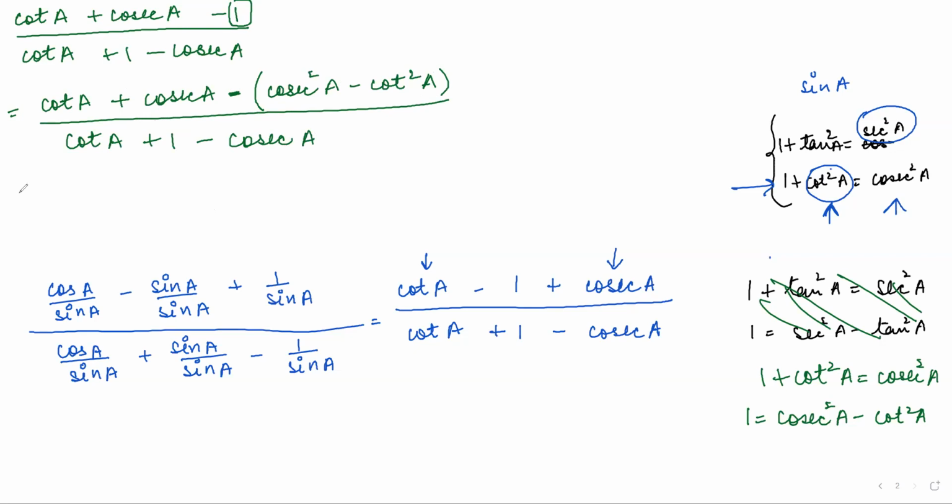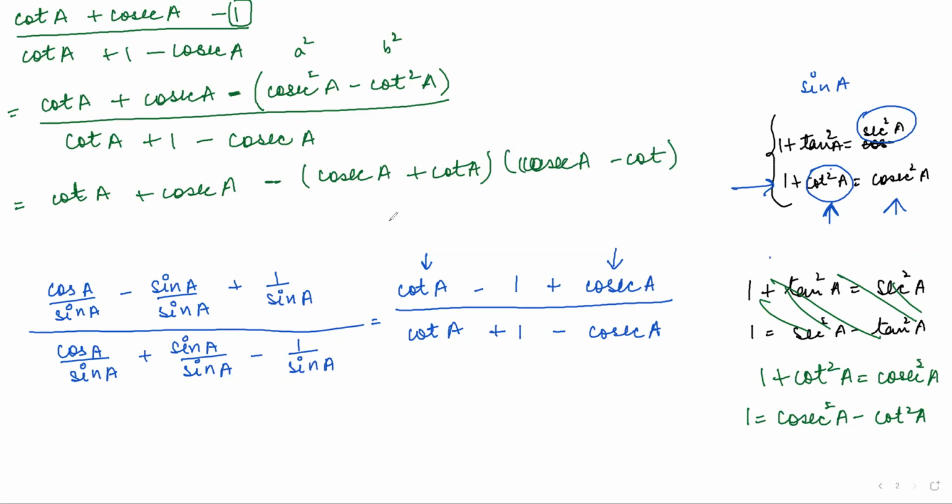Yes, Abdullah, I can hear you. Now take it like this, A square minus B square. So it will become A plus B into A minus B in the next step. So it will be cot A plus cosec A minus, now it will be cosec A plus cot A and into cosec A minus cot A. So A plus B into A minus B. And then I have this divided by cot A plus 1 and minus of cosec A. Now please note it down up till here because I'm going to rub it. The blue one I'll rub.